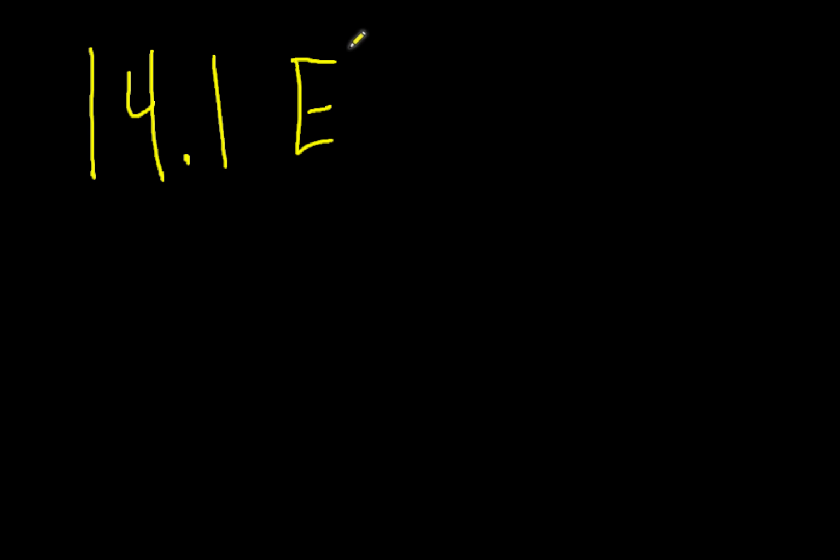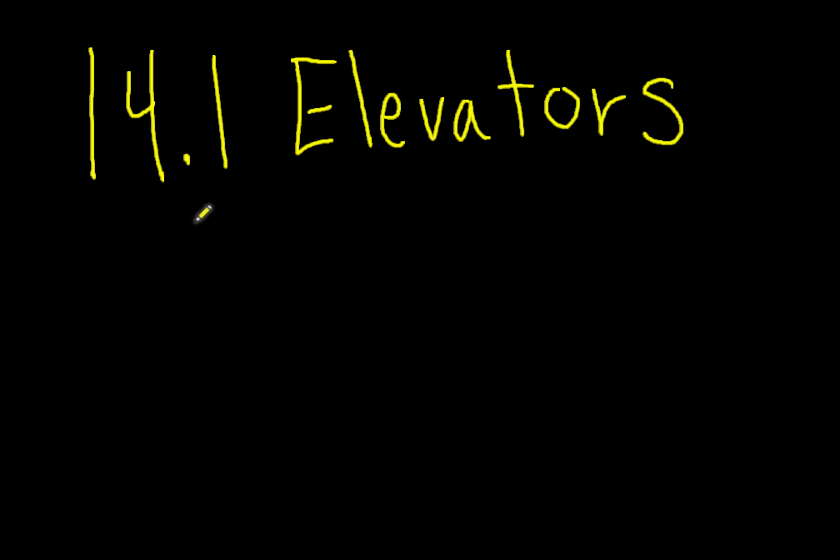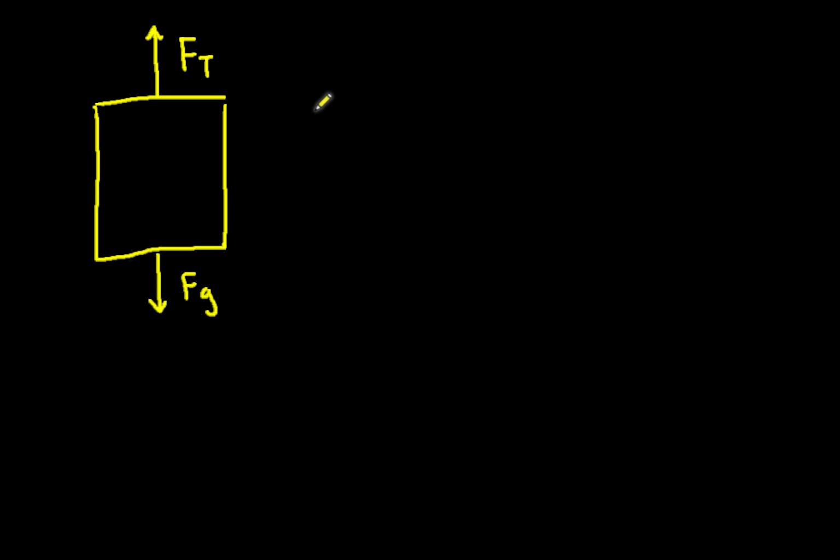14.1 Elevators. An elevator always has two forces acting on it. The first force is the force of tension from the cables. Tension always pulls up. The second force is the force of gravity, which is always a downward force.